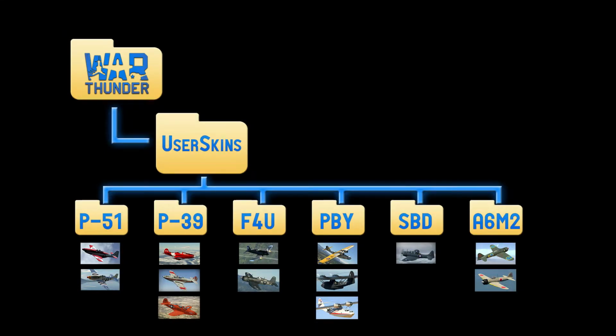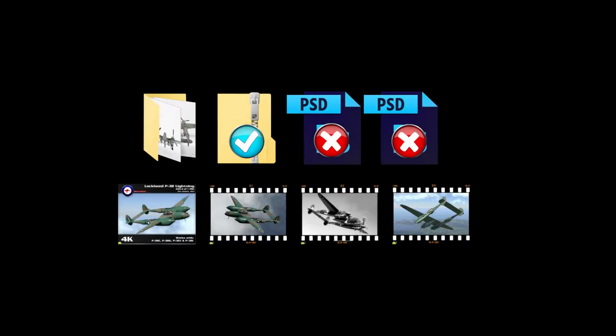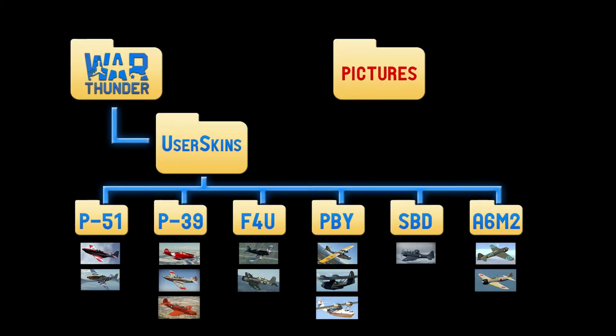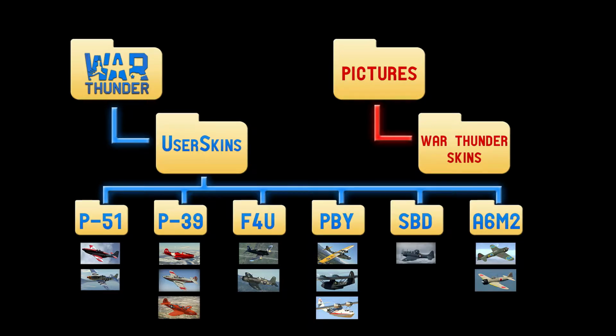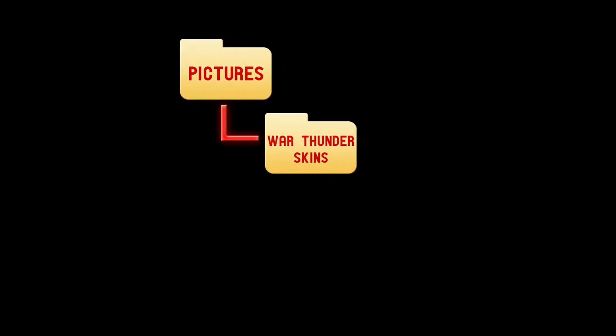When I finish my skin and zip it ready for upload to Live, I don't want all the stuff I used to make the skin to go along with it: the Photoshop documents, and any research I did, and the pictures I used to promote the skin on Live. So I create a second folder away from the War Thunder user skins location where I store the finished product. I've made a War Thunder finished skins folder in the pictures folder on my PC. Doesn't really matter where it lives as long as it's not in user skins.